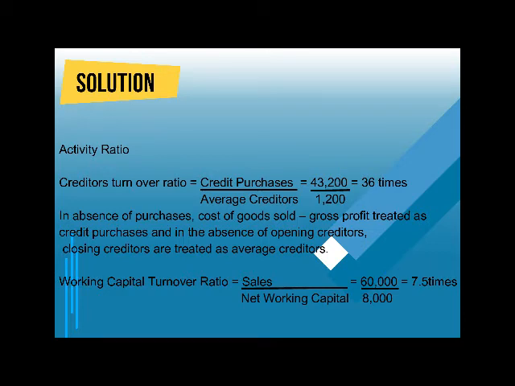In the absence of purchases, cost of goods sold minus gross profit is treated as credit purchases. And in the absence of opening creditors, closing creditors are treated as average creditors. Working capital turnover ratio equals sales divided by net working capital, equals 60,000 divided by 8,000, equals 7.5 times.